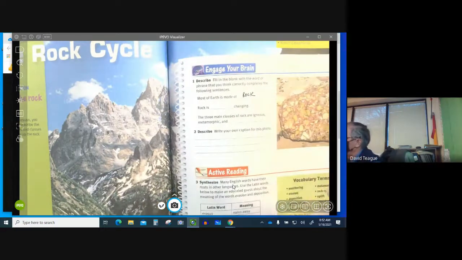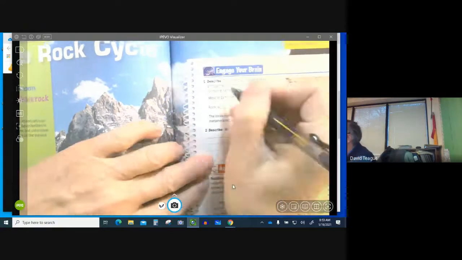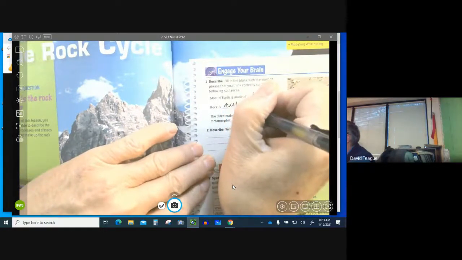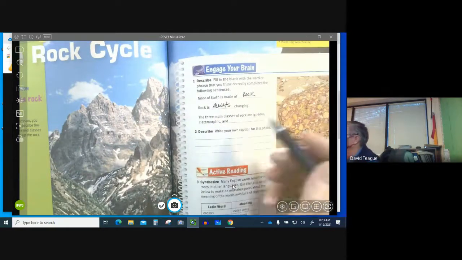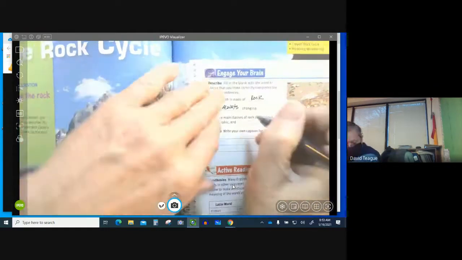Okay. The next one says, rock is blank changing. Well, since we're talking about a rock cycle, rock is always changing. The three main classes of rock are igneous, metamorphic, and sedimentary.